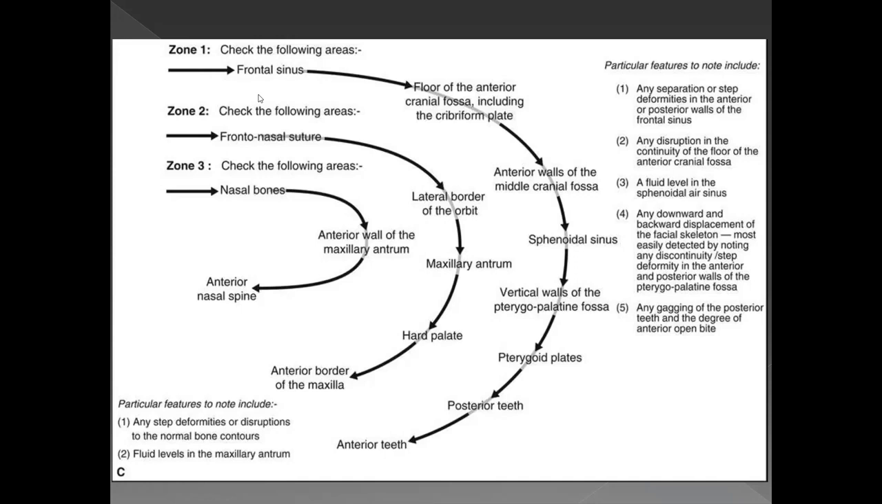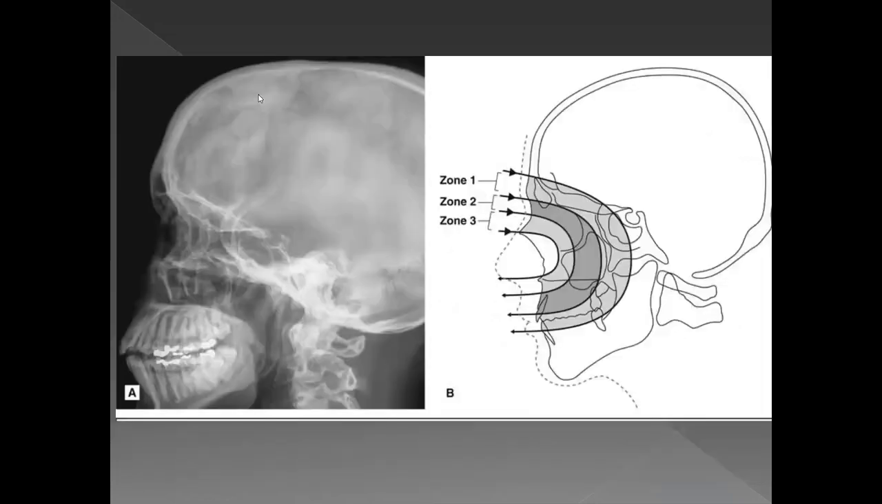So coming to zone 2, zone 2 is a frontonasal suture in which you start from there, then you go to the lateral wall of the orbit, maxillary antrum, hard palate, and the anterior border of the maxilla. Zone 3 is the nasal bones, anterior wall of maxillary antrum, and anterior nasal spine. So let's just try to see if we can appreciate those things over here.